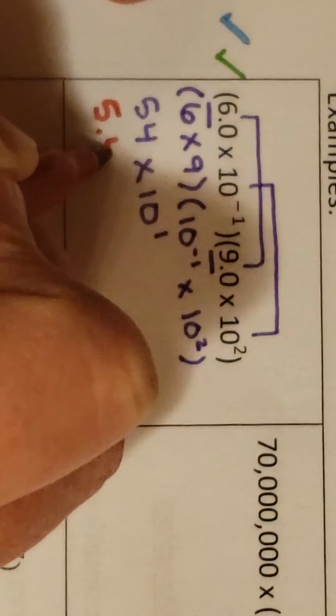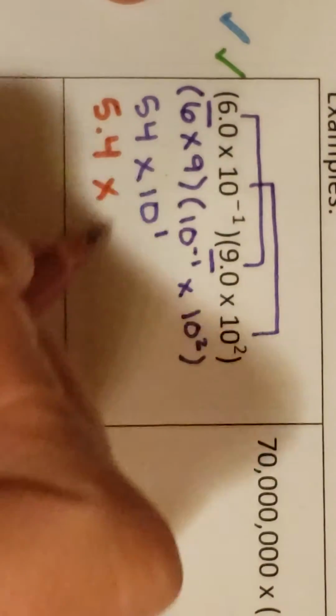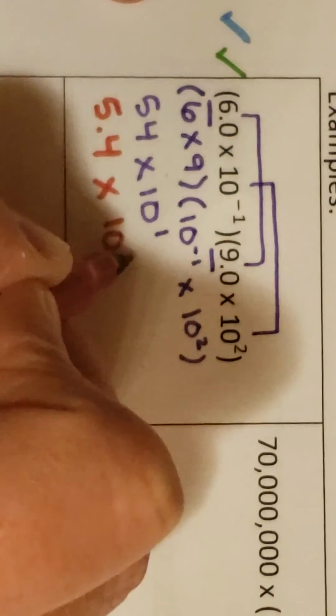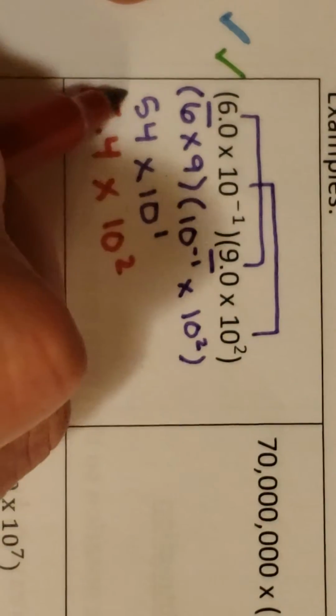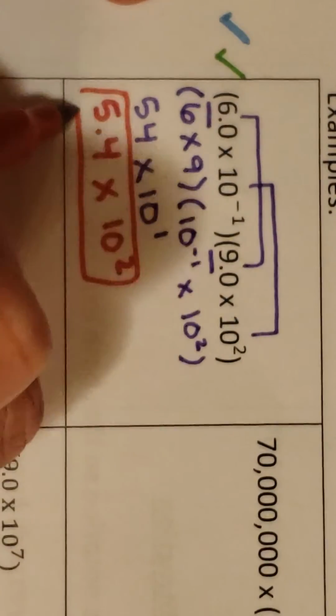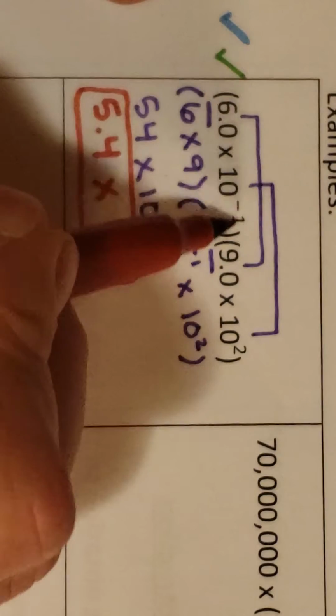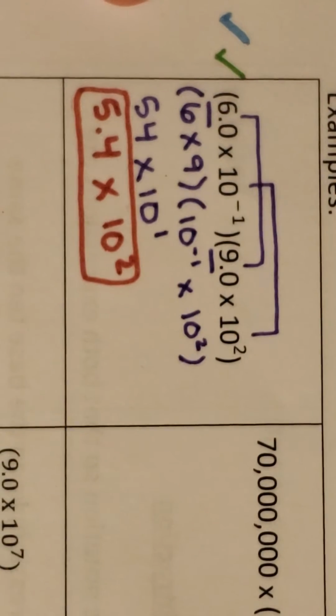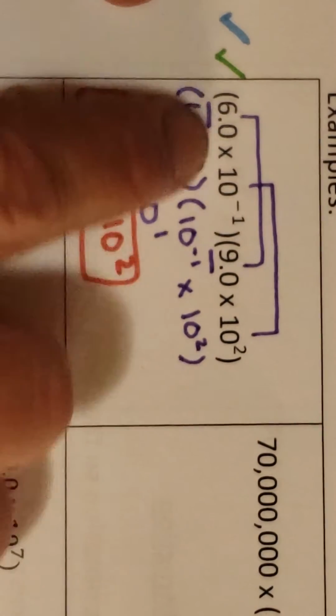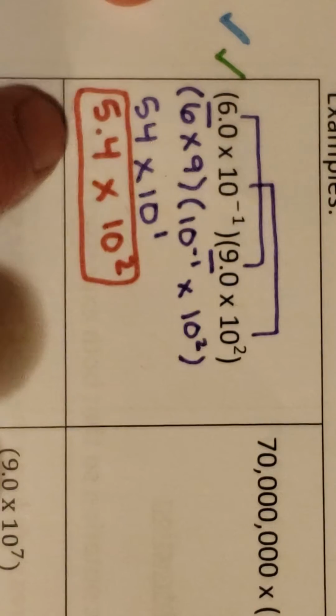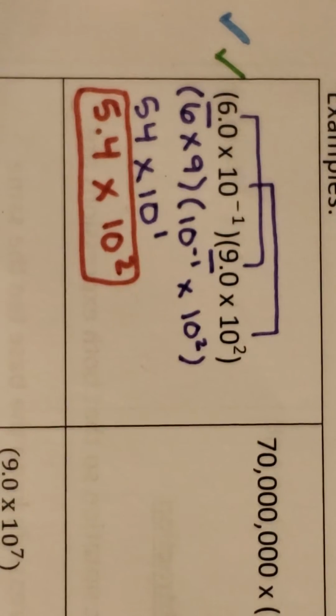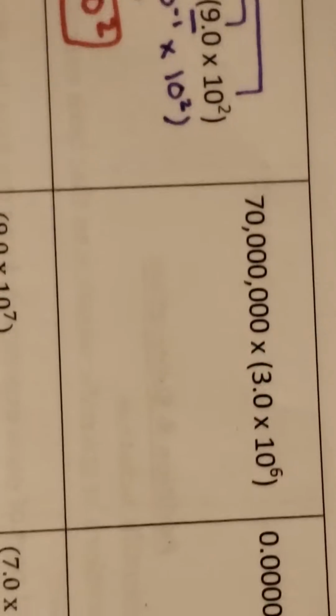54 goes to 5.4. That's a reduction, so we're going to increase the other side by a power of 10. And that is our solution. 6 times 10 to the negative first times 9 times 10 squared is 5.4 times 10 squared. Another way of saying that is 0.6 times 900 would be 540. Kind of cool, huh? Okay, here we go.